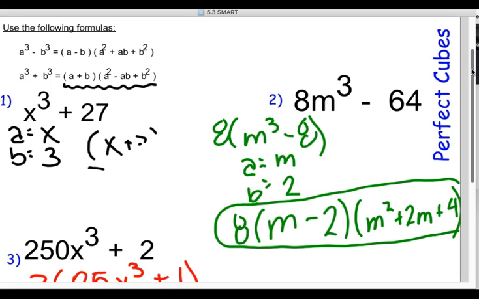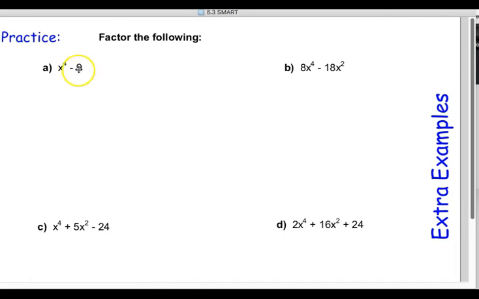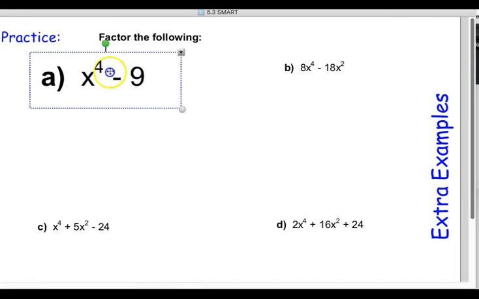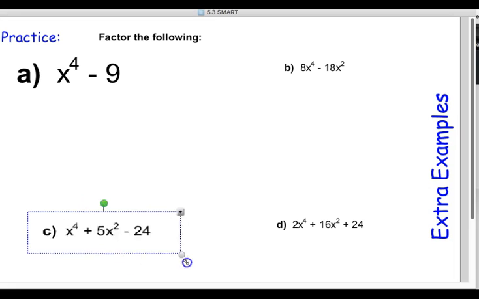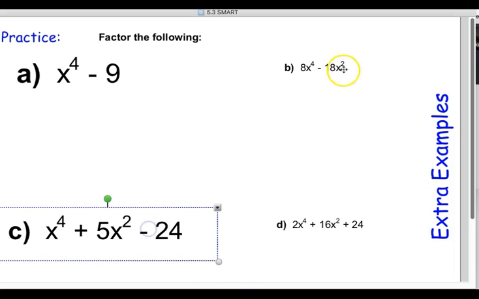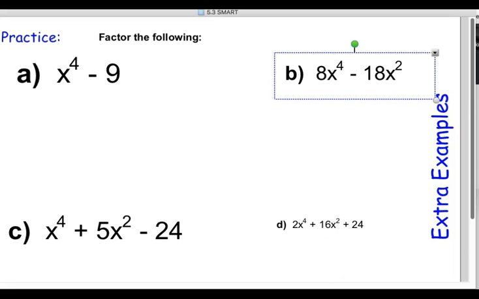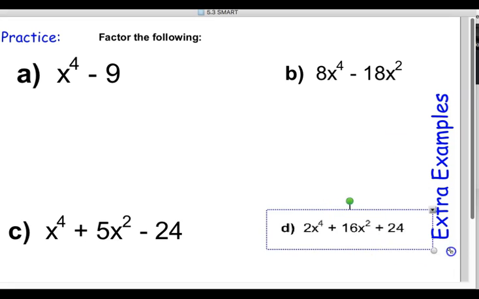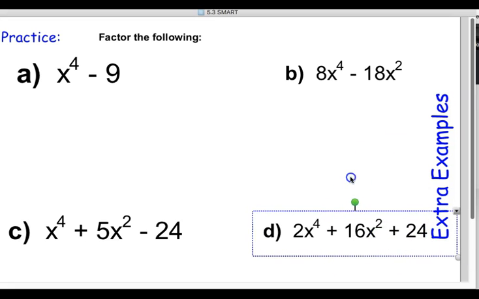Go to the extra examples and copy down these 4 quickly. These are for real, the last 4.